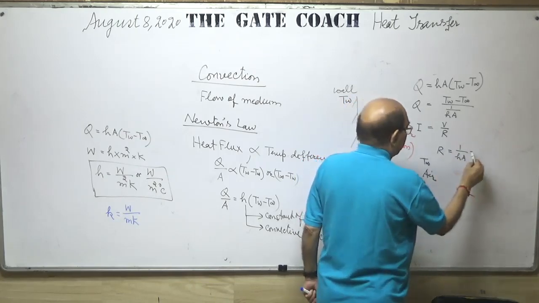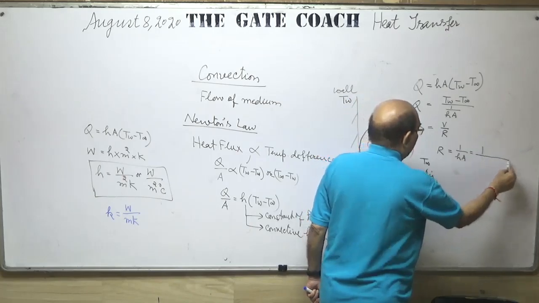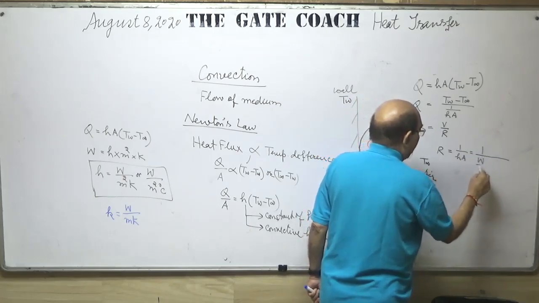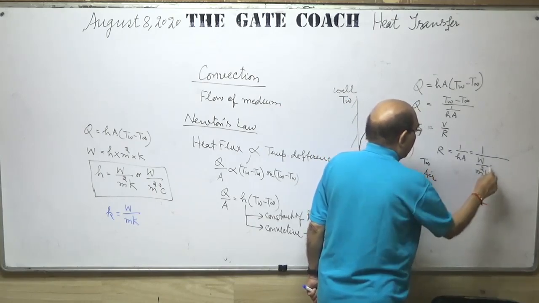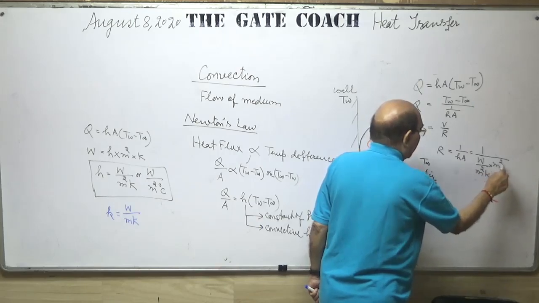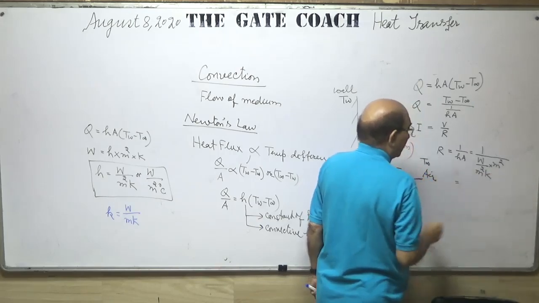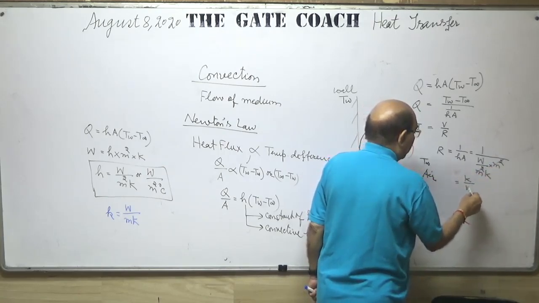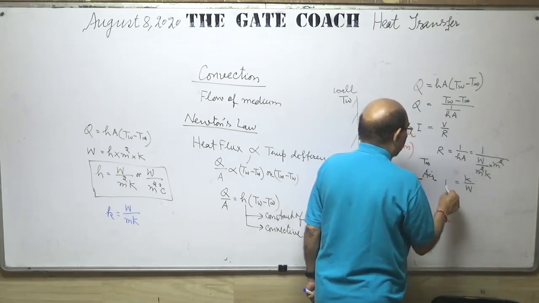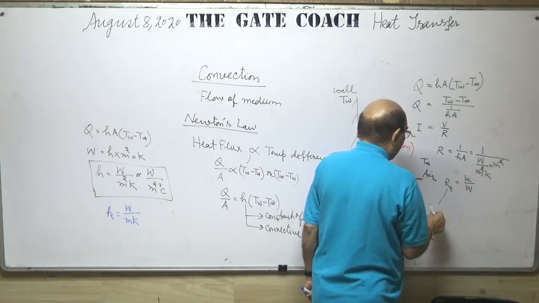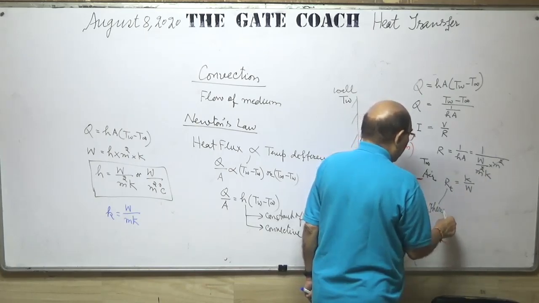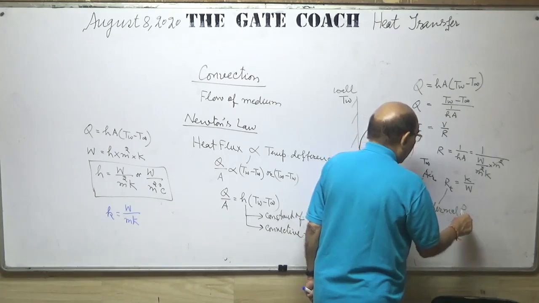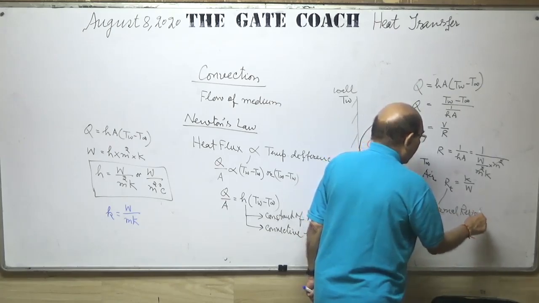Let us check up the units. 1 upon H. H is watt per meter square Kelvin. Area meter square. So it becomes Kelvin per watt. So this we may call thermal resistance.